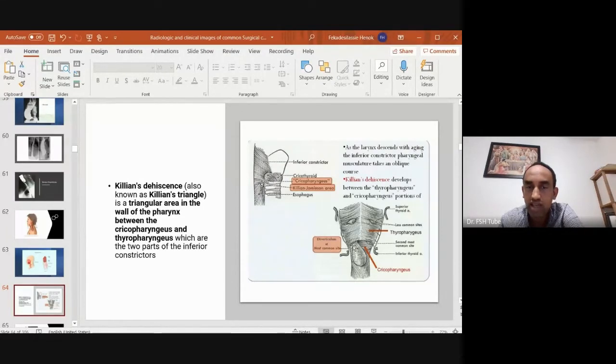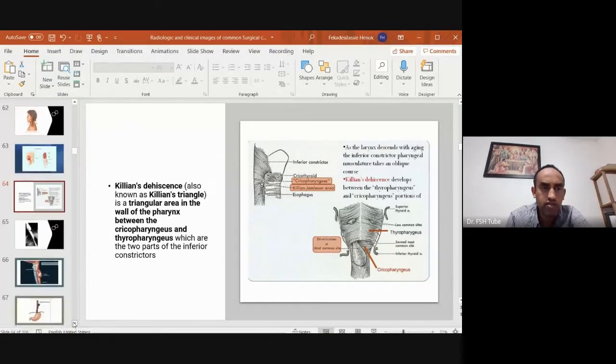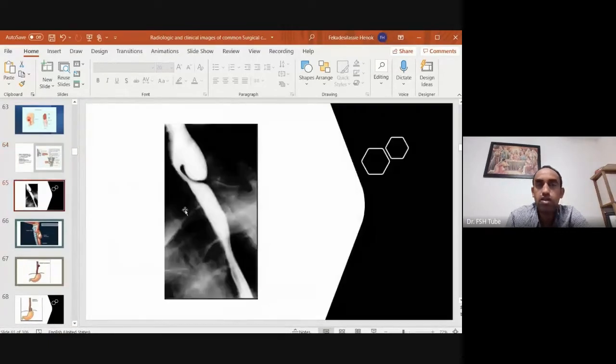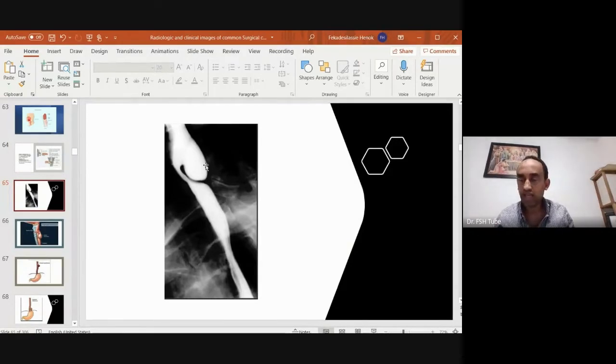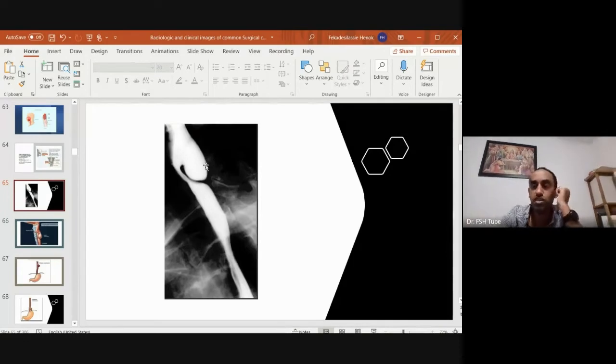So that is Killian's dehiscence, you know? It occurs at that spot. Killian's triangle, Killian's dehiscence. Zenker's diverticulum. Anatomy is very important in surgery. That's typical. Do you know the reason why people with Zenker's develop dysphagia? Their presentation is dysphagia, right?